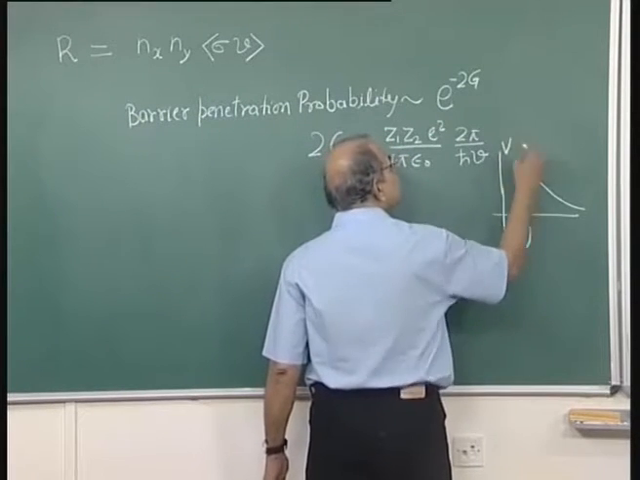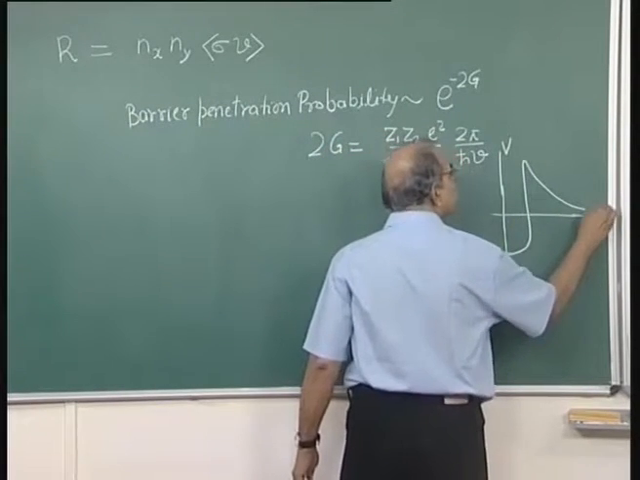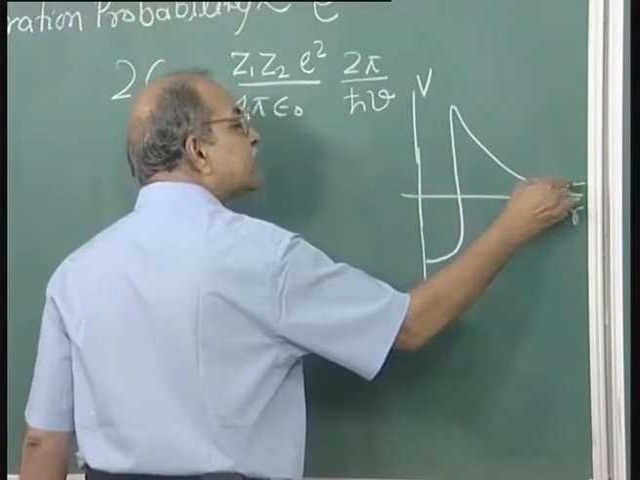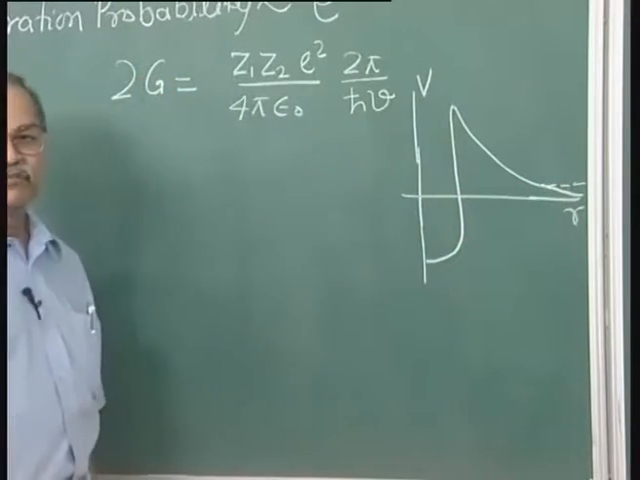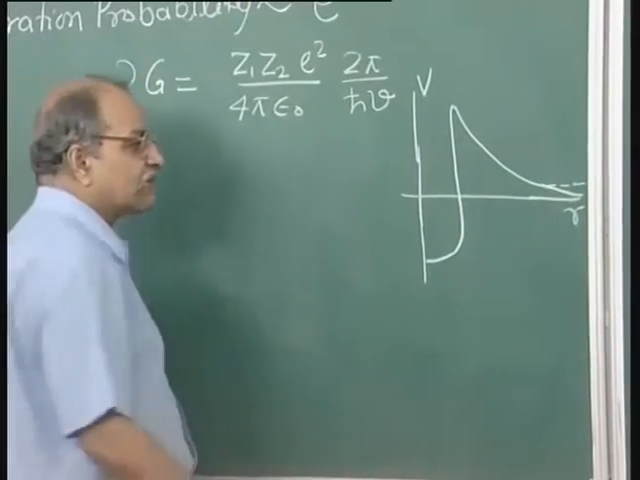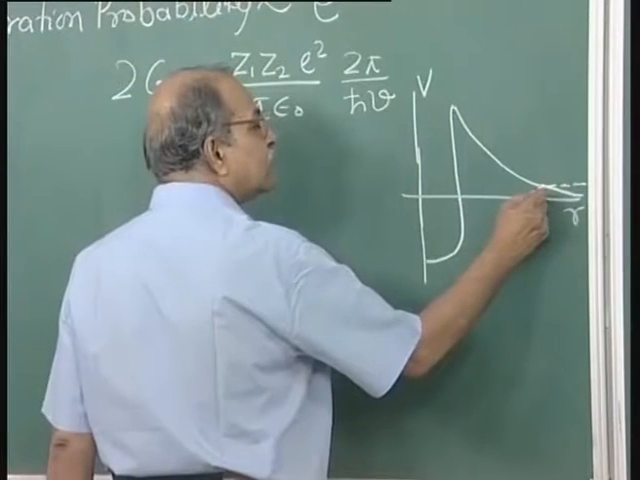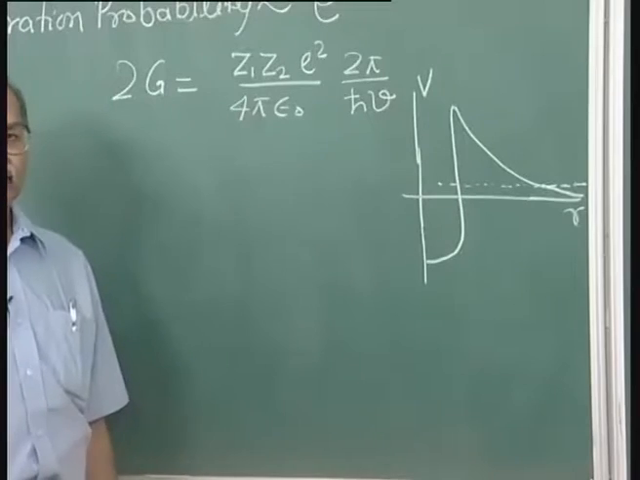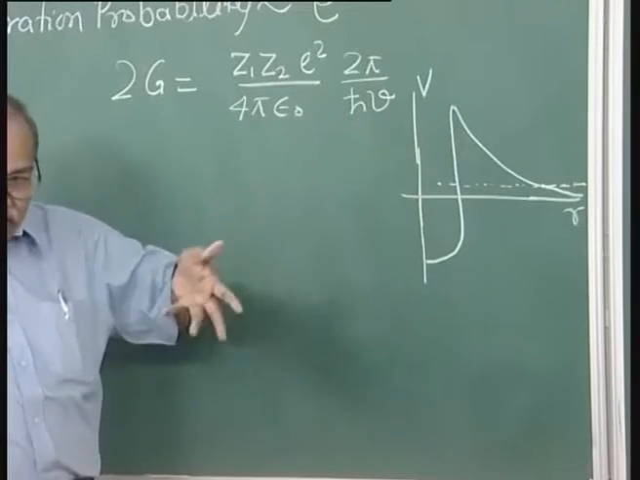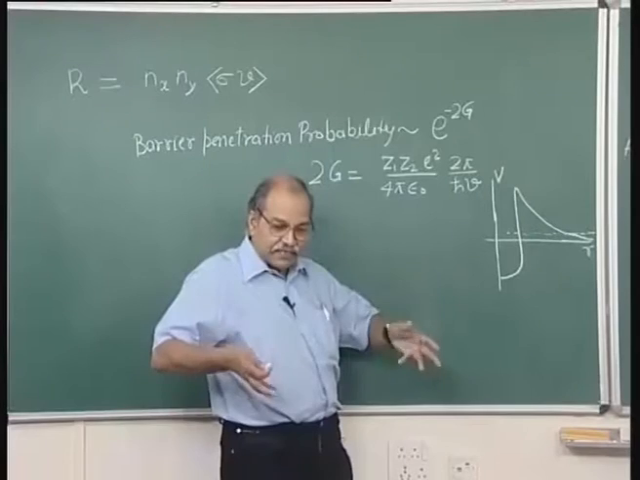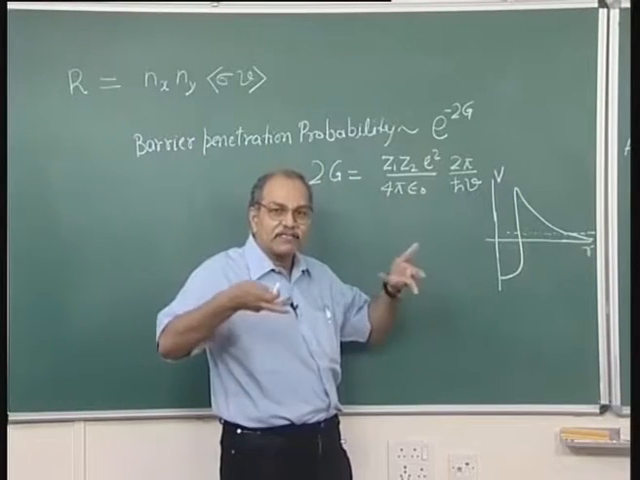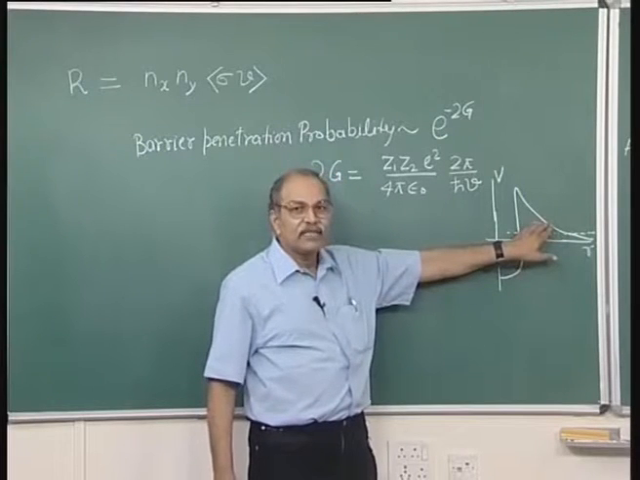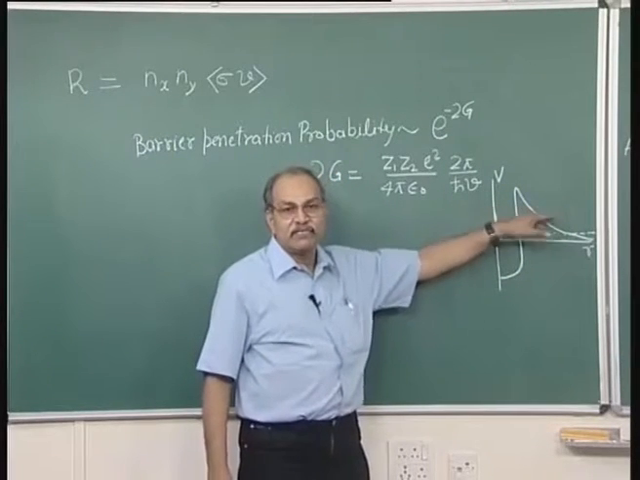So, this is V and this is the separation R, and this is the energy, that is, the kinetic energy of the particles before the fusion when they are widely separated. This is the barrier that they have to penetrate and then come into the nuclear range. If the relative speed is high, that means the initial kinetic energy of the particle is high, and this dotted line will go up, and therefore the probability of penetration will increase.